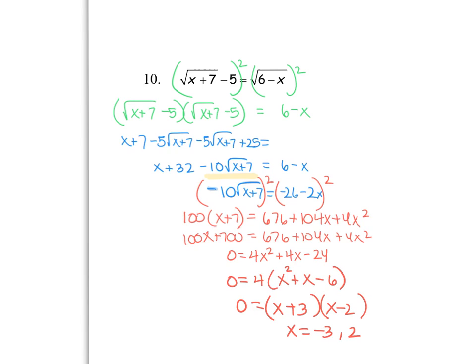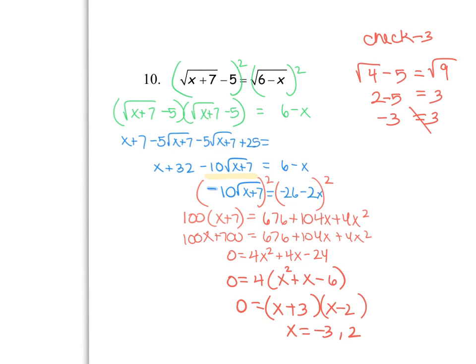When you plug in negative 3, you get the square root of 4 minus 5, which is 2 minus 5, which is negative 3, equal to the square root of 9. So that is, which one did I say I was checking? Negative 3. So that doesn't work because those are not equal.